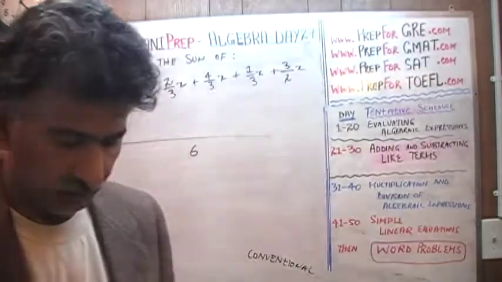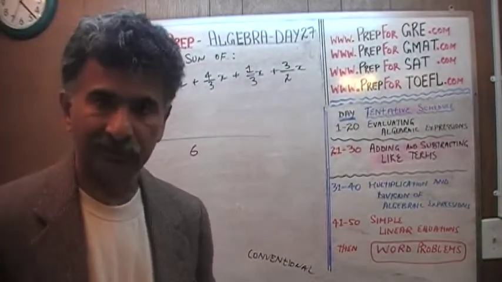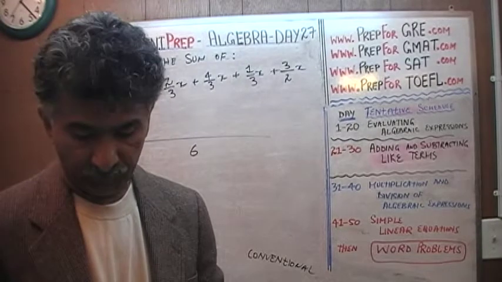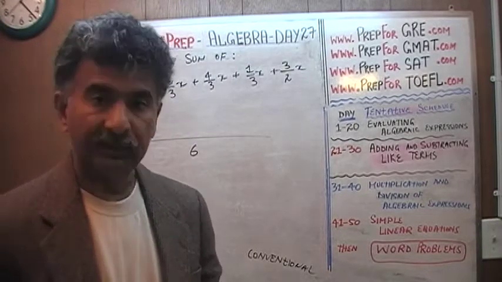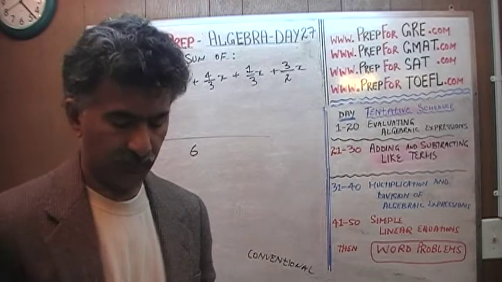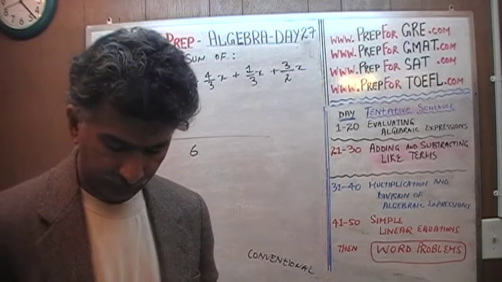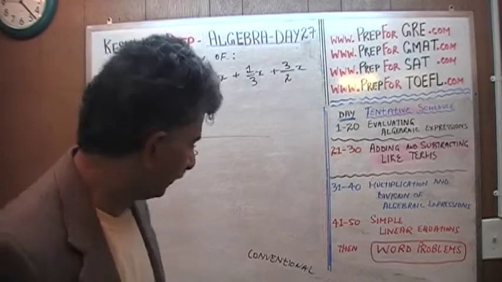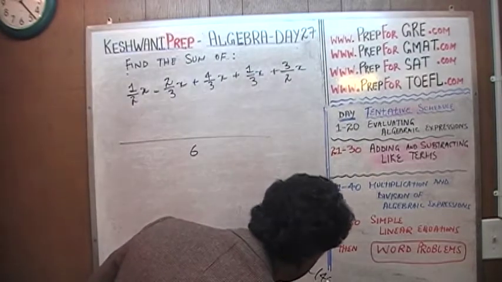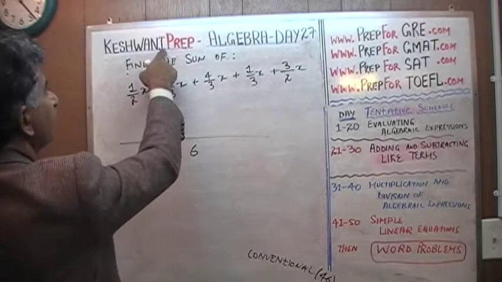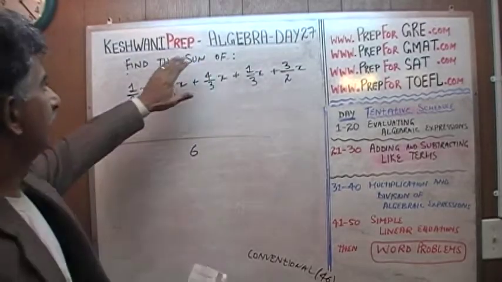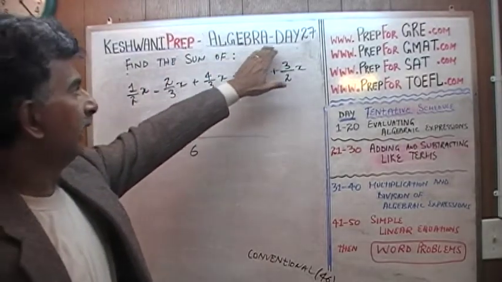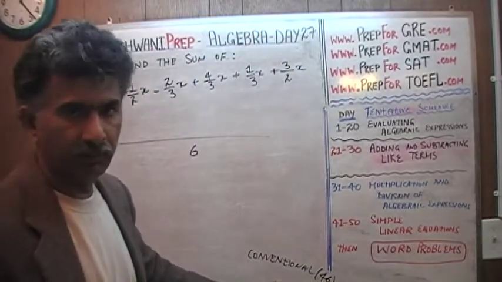The word conventional has two meanings. One meaning is a gathering or a meeting, which most people know. The second meaning is traditional. The word convention means tradition. And if you want to learn this word properly, along with some synonyms and some other good words, you can go to Keshwani Prep vocab-day 46, and you will learn this word.